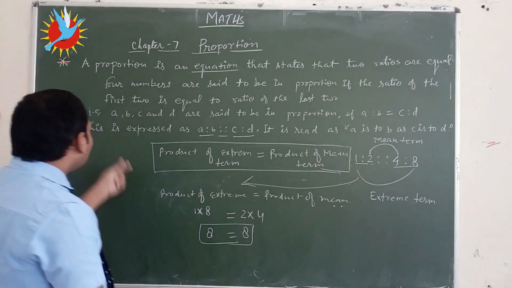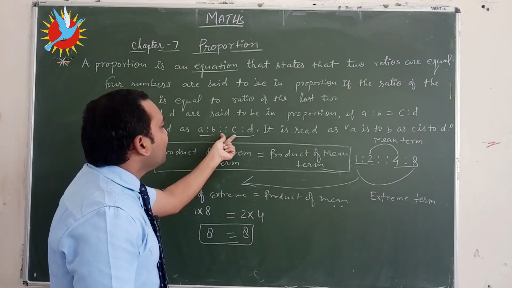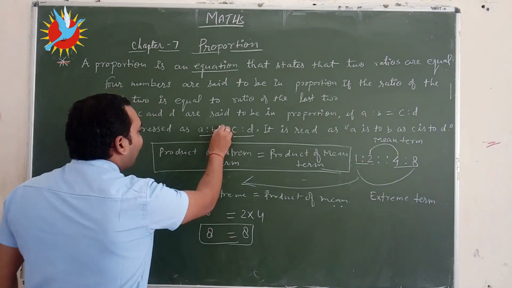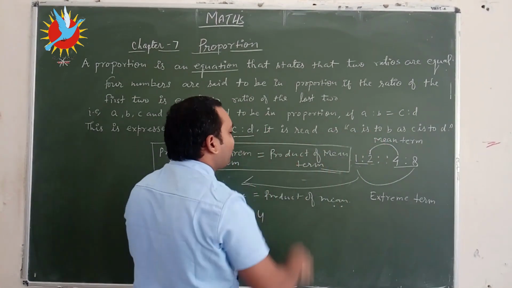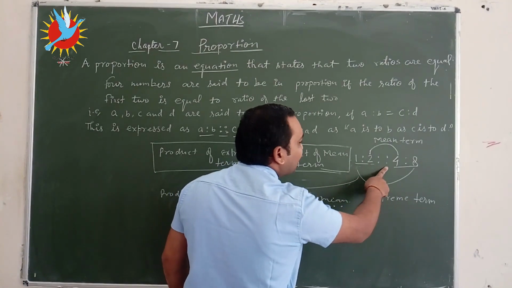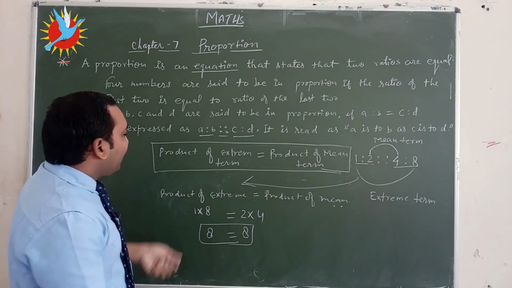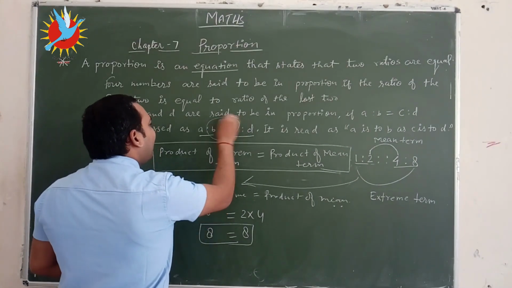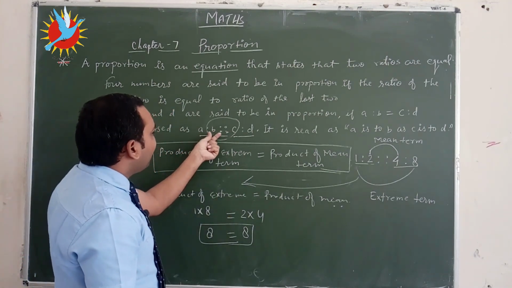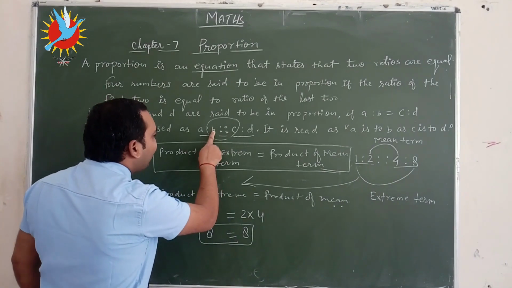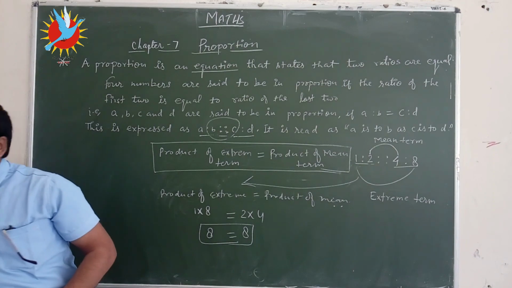Next, this is expressed as A is to B proportion C is to D, and we read it as A is to B as C is to D. So here 1 is to 2 as 4 is to 8. But if the middle terms are the same number, then we say it is a mean proportion.